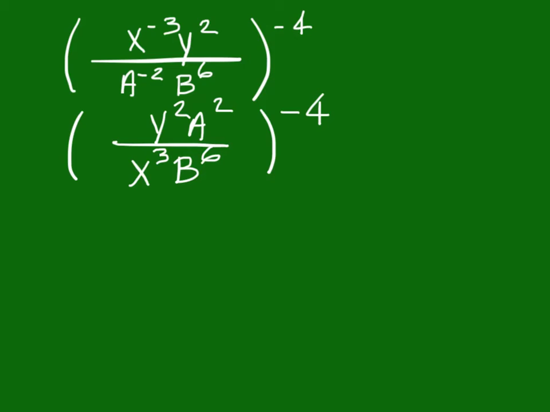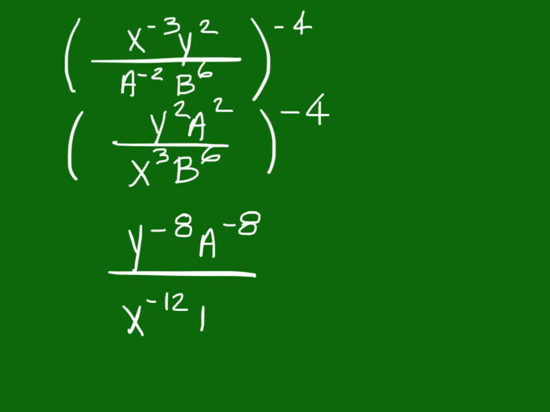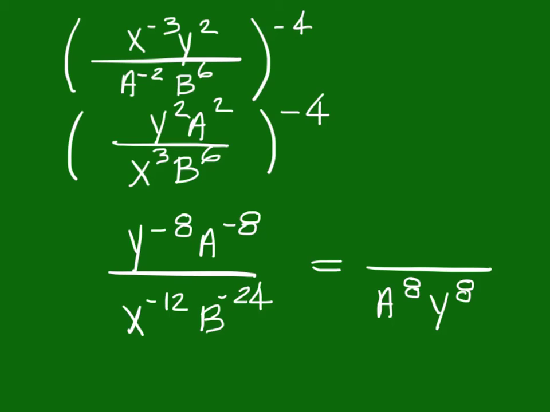Alright, so now you have to let the negative 4 exponent act upon everything else. So you'll have y to the negative 8th, a to the negative 8th, and then on the bottom, x to the negative 12th, and b to the negative 24th. Now you have to simplify by switching your negative exponents and also putting things in alphabetical order. So the top goes to the bottom. It would be a to the 8th, and then y to the 8th on the bottom, and then the bottom goes to the top. You'll have b to the 24th, and then x to the 12th.